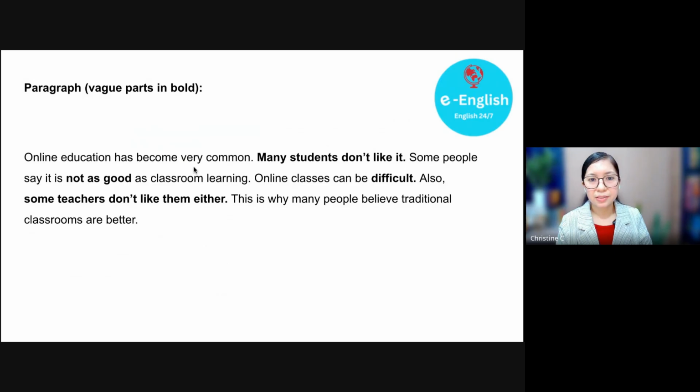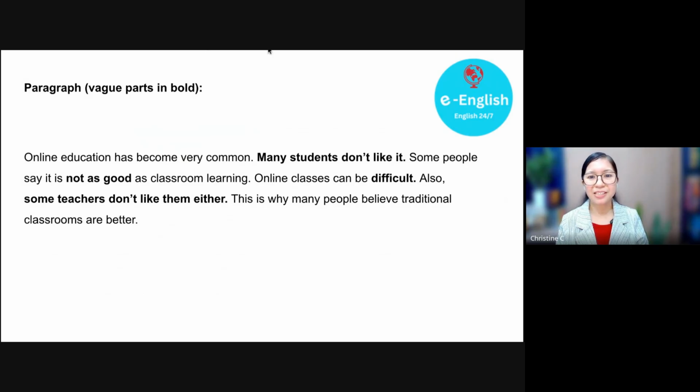Okay, the next part is some people say it is not as good as classroom learning. So when you're using good, not good, there are always multiple ways on how to expand that and to make it more precise. Okay, not as good. Can anybody change this one? Some people say it is not as good. Not as good in what way? You could say something like some people argue that online learning is less engaging and less effective in promoting deep understanding compared to traditional classroom instruction. Okay, how about the third one?